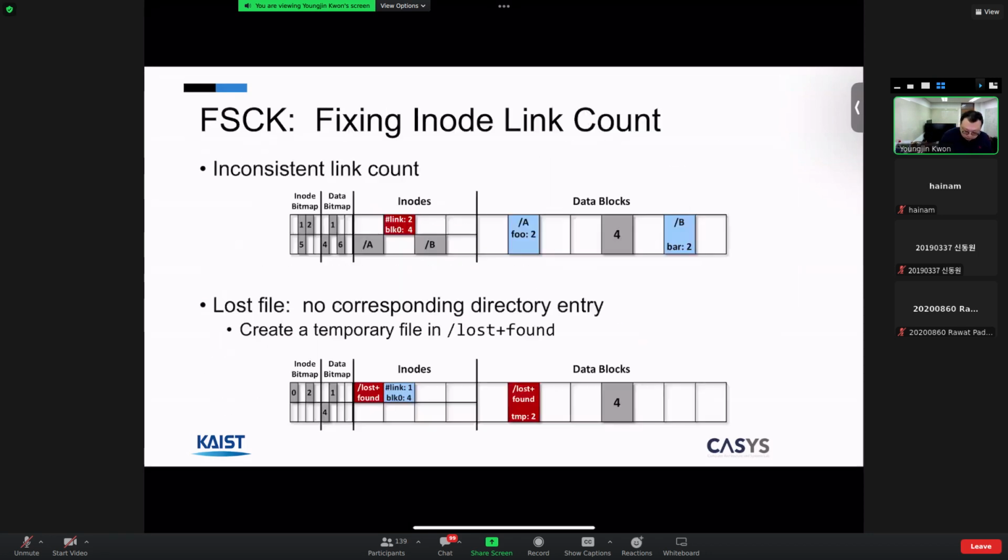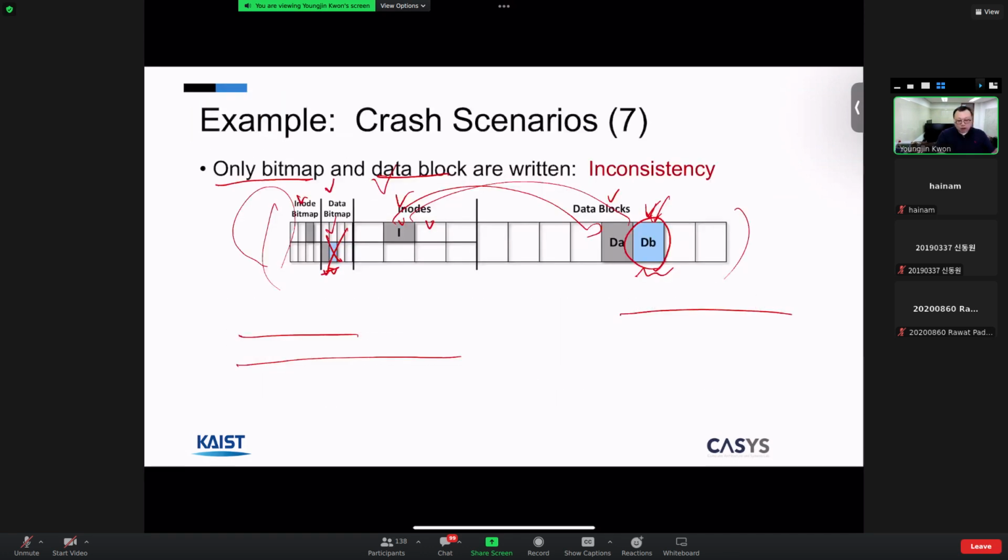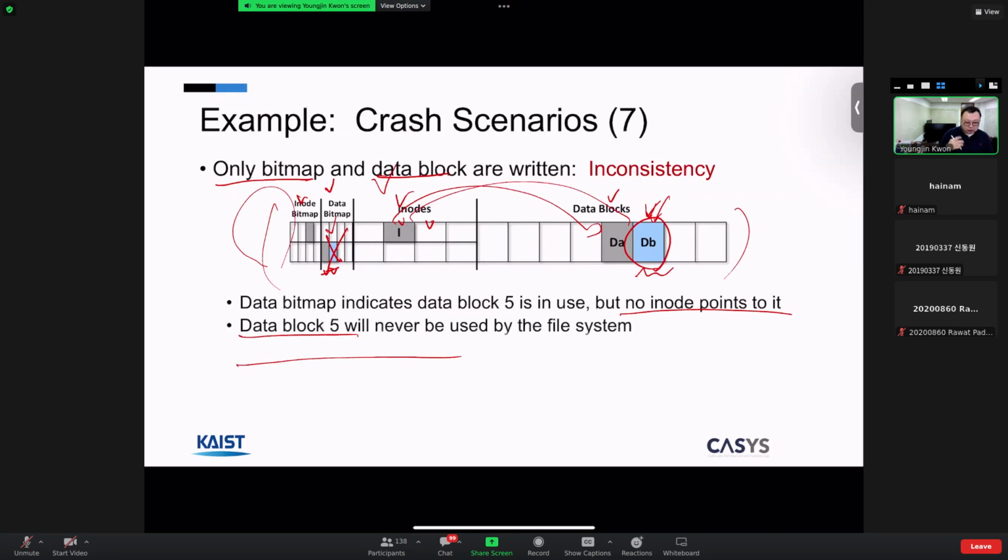Okay, so this time you need to understand the nature of consistency, and you can analyze each case and what the possible consequences are. That's the one thing.